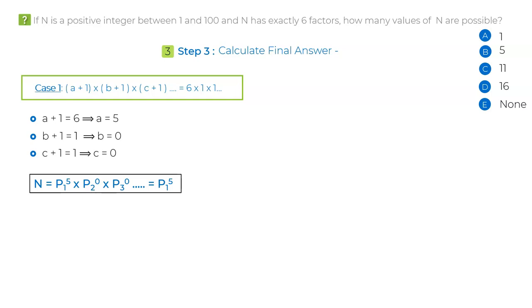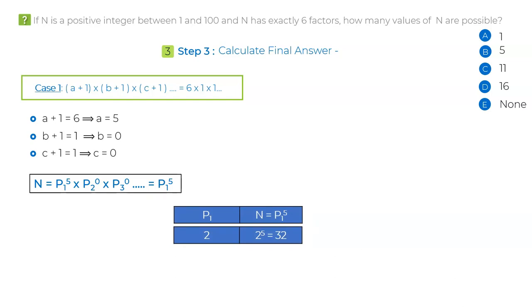Now if I can put values, and I know what kind of values I need to put, I need to just look for prime numbers. I need to put a prime number here and find a value of n that lies between 1 and 100. That is all that I need to do. So I'll take p1 as 2. 2 to the power 5 is 32, so that's one value that I can consider. If I take p1 as 3, 3 to the power 5 is 243, and I need values between 1 and 100, so I can avoid this value. So when I have 6 times 1 times 1 and n is p1 to the power 5, there's only one possible case, that is 2 to the power 5, 32.